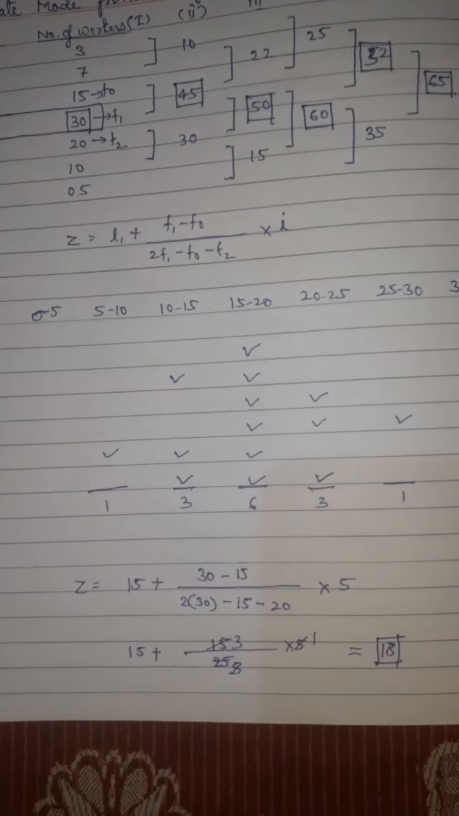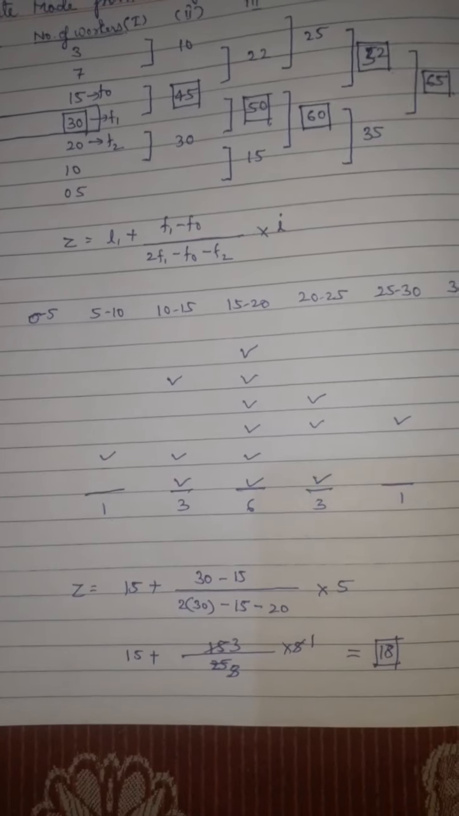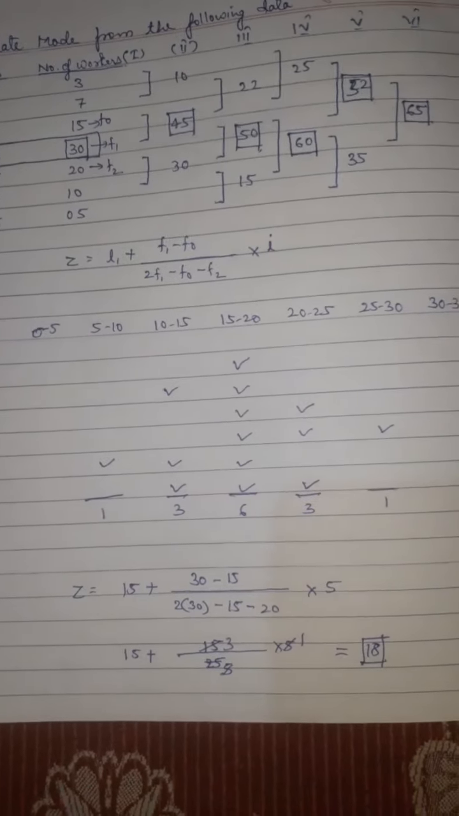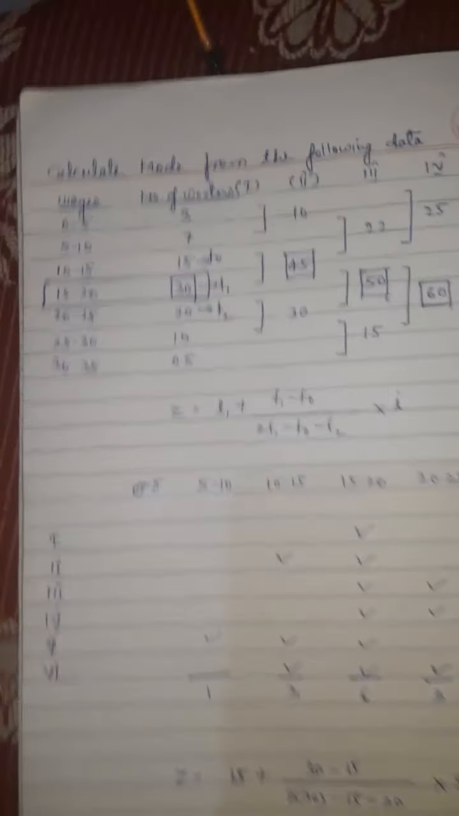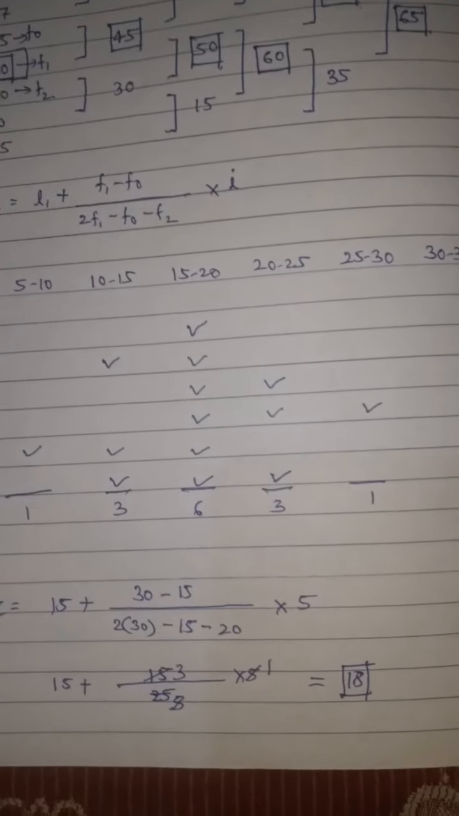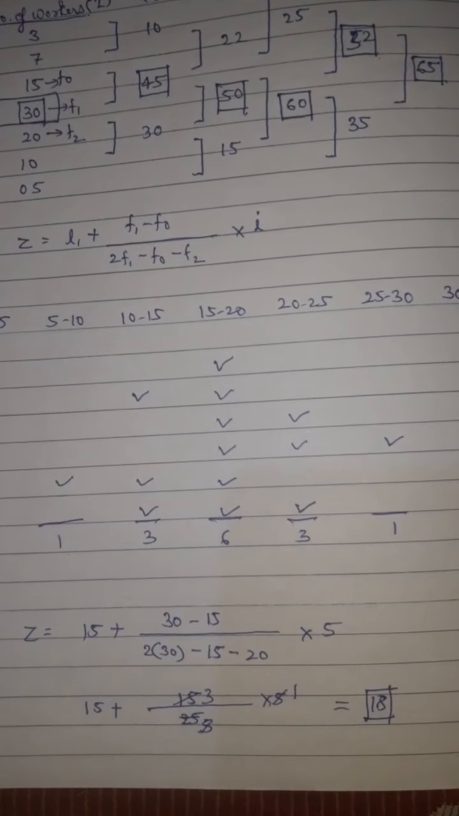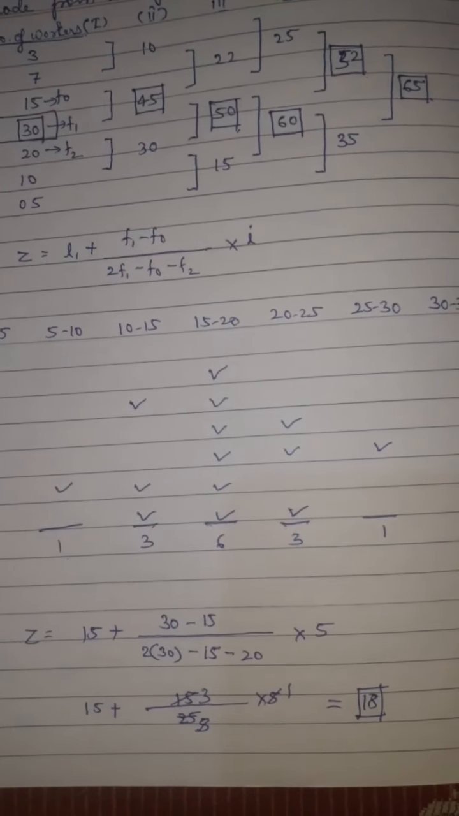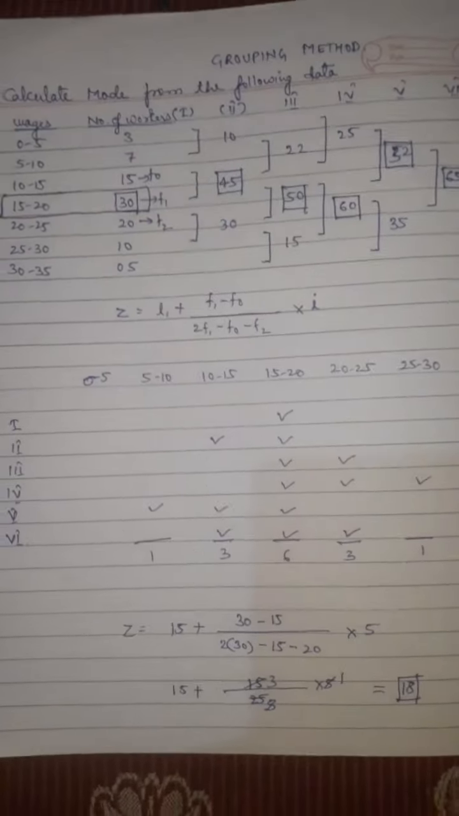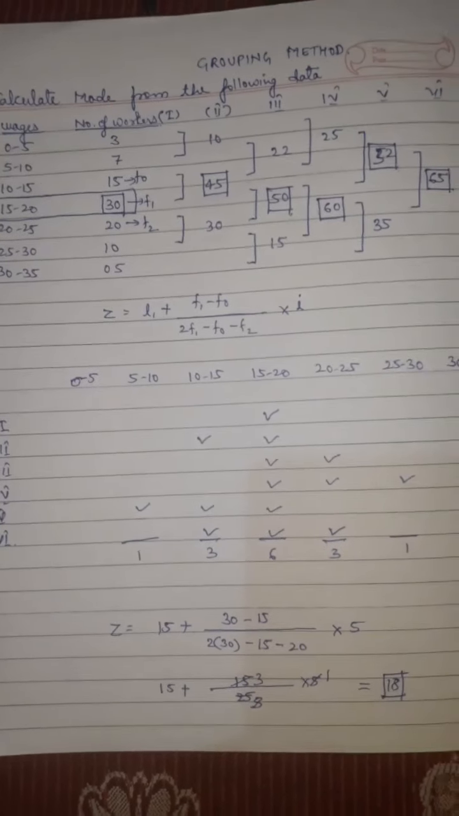So 5 से cancellation हो गया, 15 plus 3 is 18. So 18 is our modal value. You can see our modal class is 15 to 20 and mode value is 18. So whatever is our modal class, the answer should come in that category. So this is known as the grouping method for calculating mode.